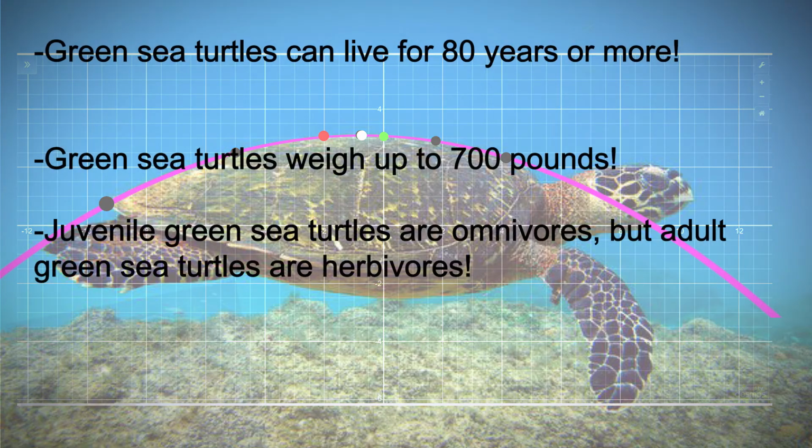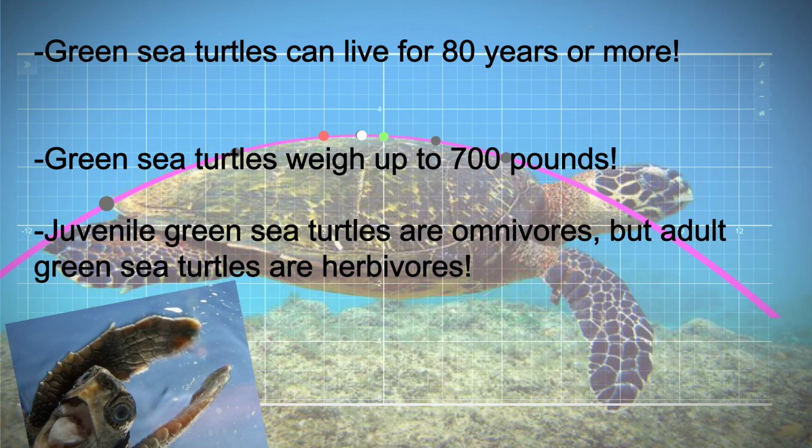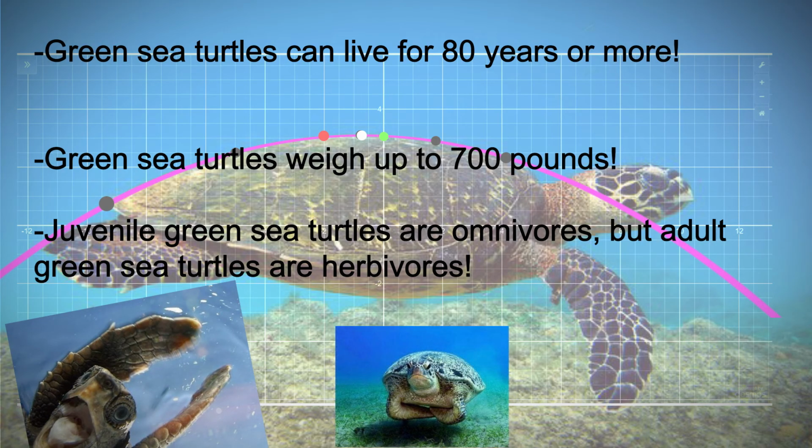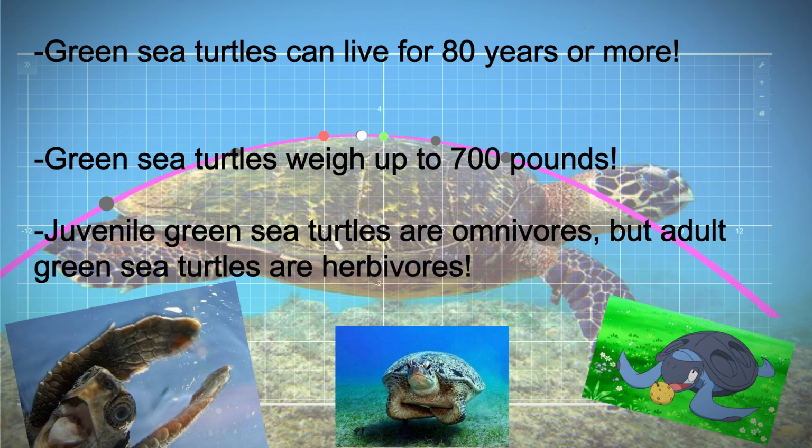Here are some interesting facts about sea turtles. Did you know that green sea turtles can live for 80 years or more? Did you know that green sea turtles can weigh up to 700 pounds? Did you know that juvenile green sea turtles are omnivores, but adults are herbivores?